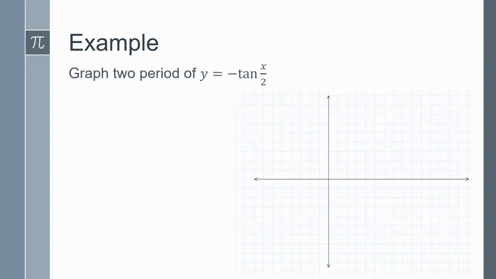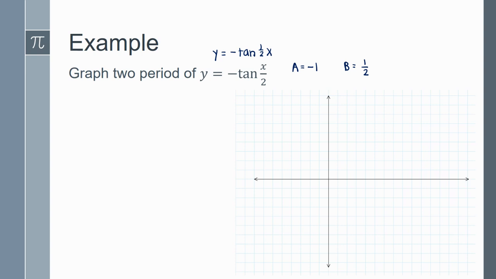Let's take a look at another example. We're going to graph 2 periods of y equals negative tangent of x over 2. So once again, let's identify our a and our b value. A is the number in front, so that would be negative 1. Because it's x divided by 2, it is technically a fraction. Your b value is a half. So sometimes you might see it written as negative tangent of 1/2 x. Those two things are equivalent there.